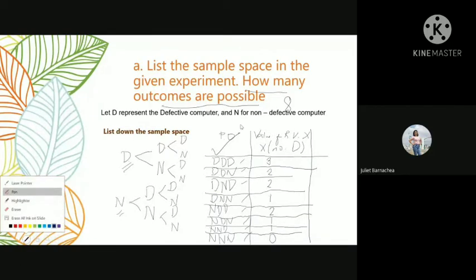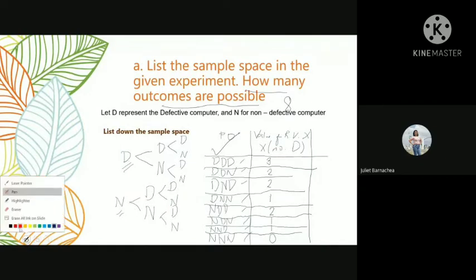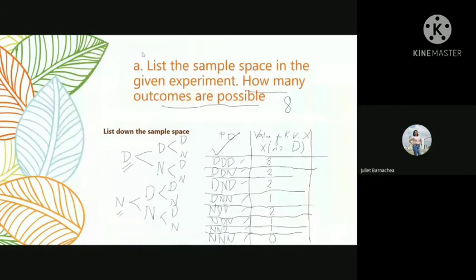So, ito yung sagot sa una. Ang sagot sa una ay ito sa letter A. Bakit? Teka lang, hindi nakikisama yung aking ballpen. The answer here is this part. Ito yung mga possible outcome. And then how many possible outcomes are there? 8.